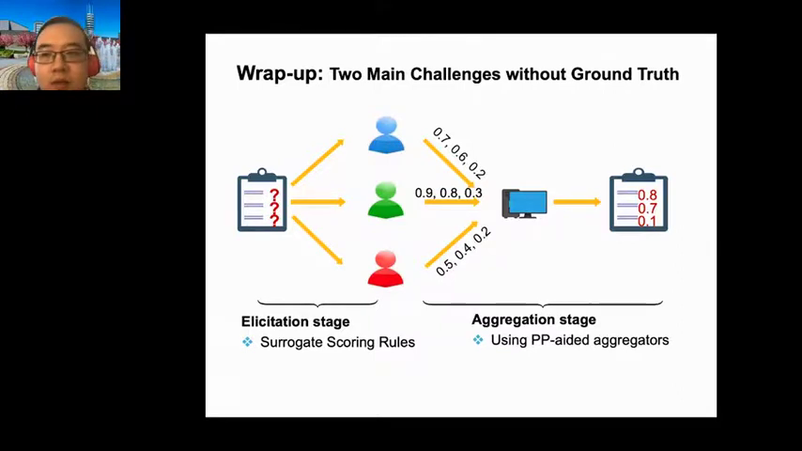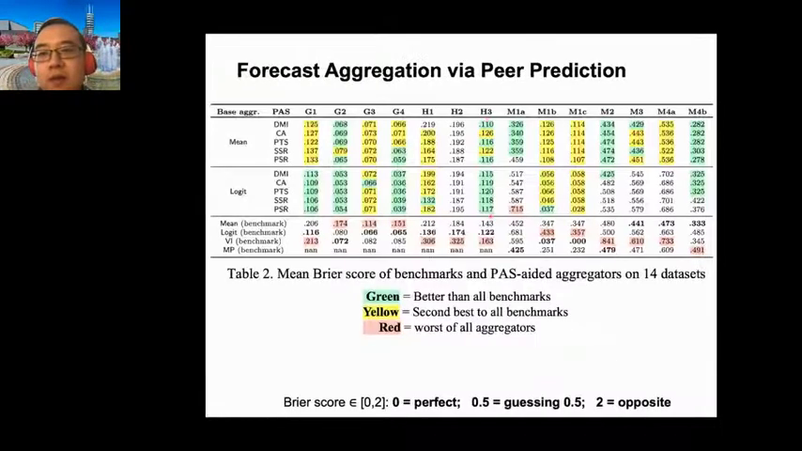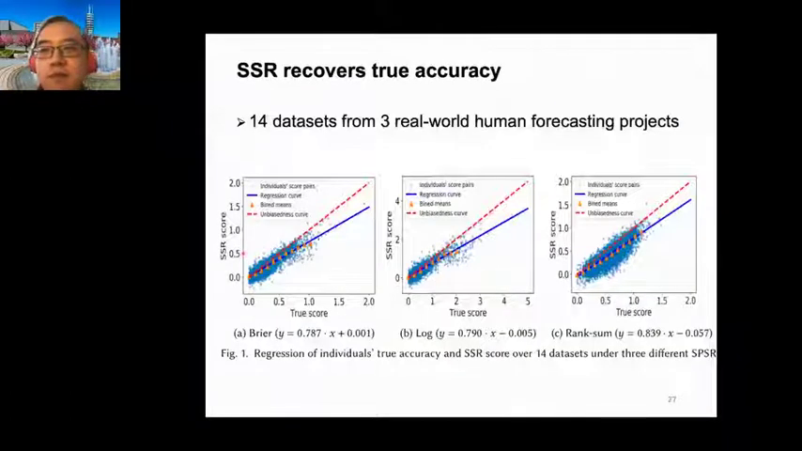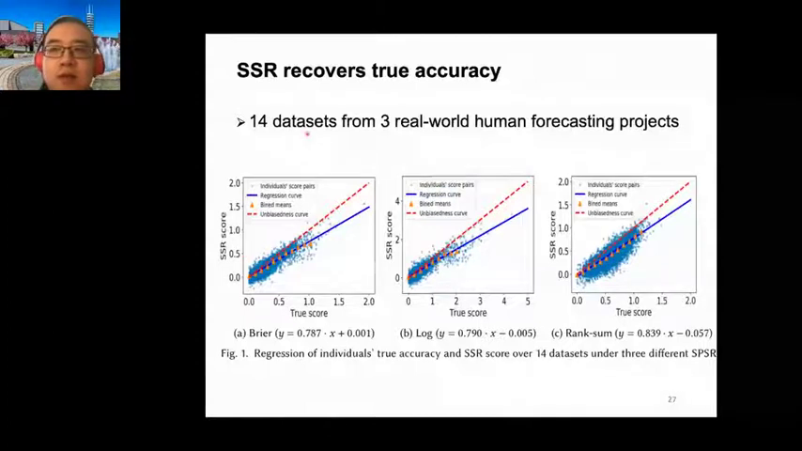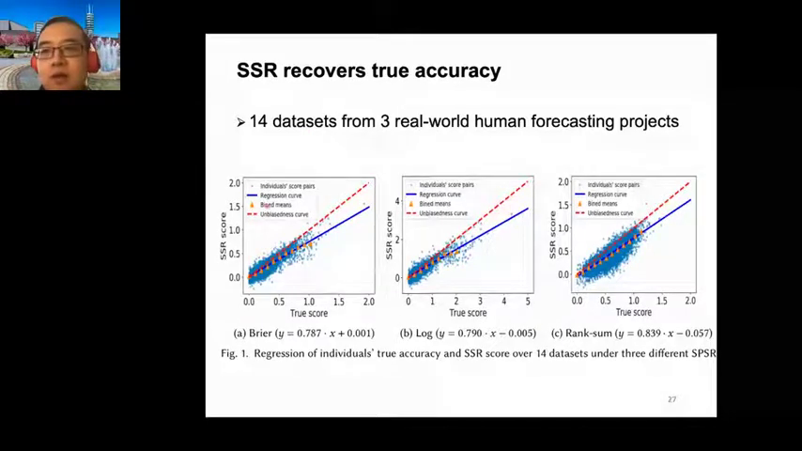Yeah. So in my slides, we already have some real data. For example, here we compare 14 forecasting data sets, and these are real data of geopolitical forecasting and economics forecasting. We can see our scores are highly correlated with the true scores.